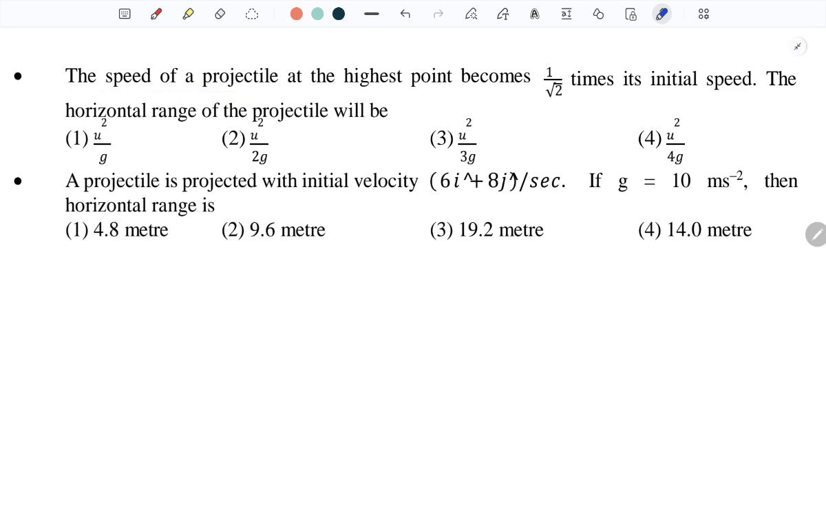Read out the question. The speed of a projectile at the highest point becomes 1 by √2 times its initial speed. The horizontal range of the projectile will be. This question is really simple. How will we solve? At the highest point, the speed is u cos theta. Correct? Only the horizontal component remains at the highest point. It becomes 1 by √2 times the initial speed.